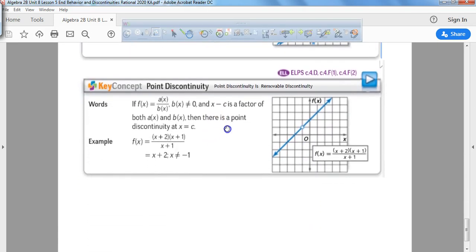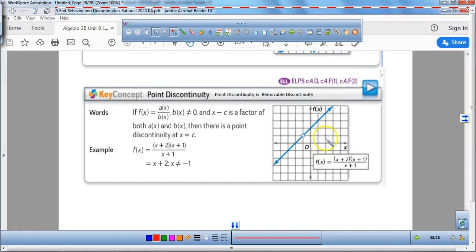Now we have what's called point discontinuity, also known as a removable discontinuity. And so how do you know if you have point or removable discontinuity? You'll notice you see these factors right here. These cancel out. So whenever you cancel out a common factor, you have what's called a point of discontinuity right here. So we have a point of discontinuity at x equals negative 1, and that's what's known as removable discontinuity.